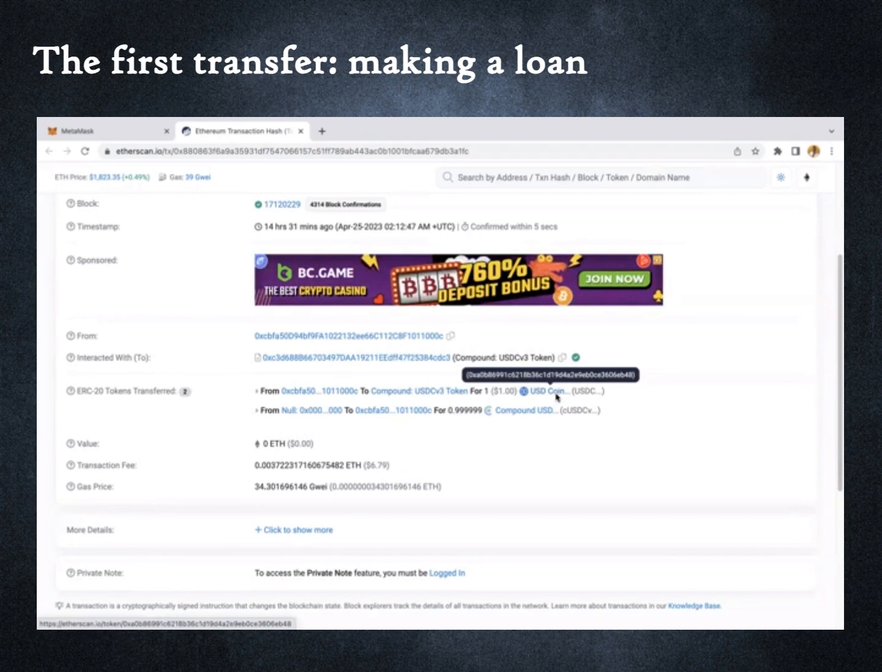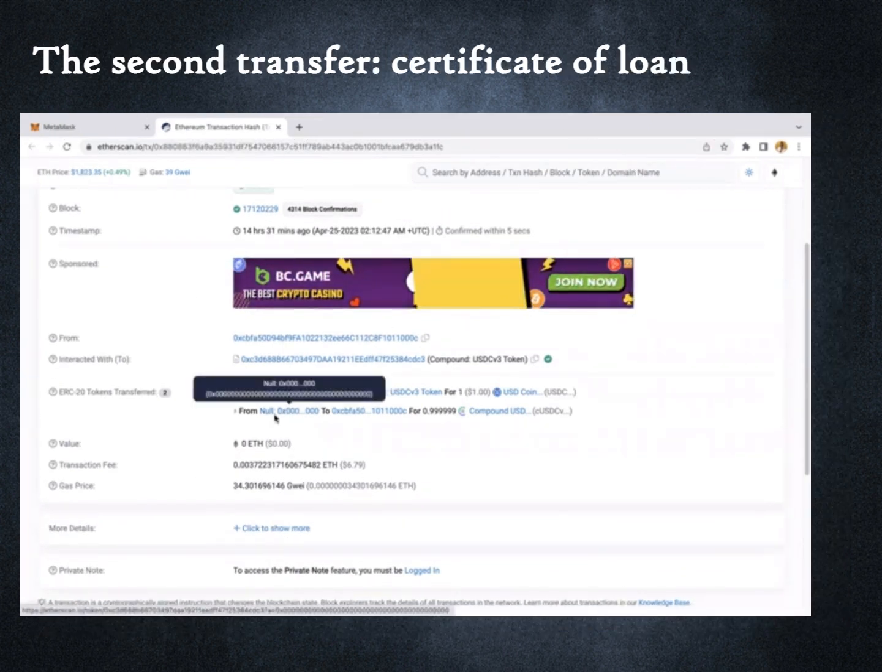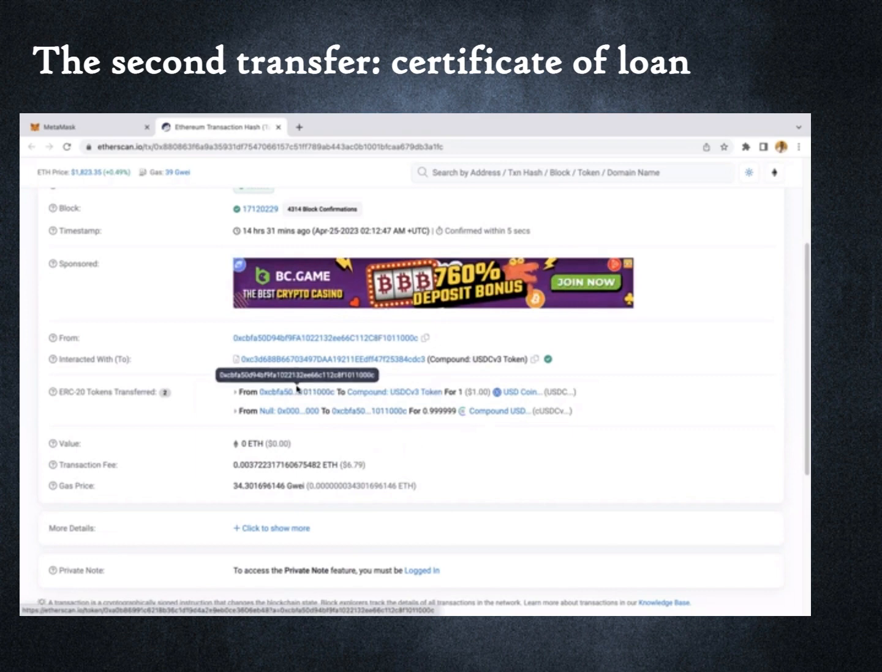Next, we will reflect on the second ERC20 token transfer. The second ERC20 token transfer is a completely newly minted token. This is a token that Compound has assigned to me to represent the loan I have given. It is this token that records my entitlement to both the principal and interest. We can see that it is assigned to my Ethereum address. To summarize, the USDC I held was transferred to Compound. Compound transferred back to me its own token of nearly equivalent value.